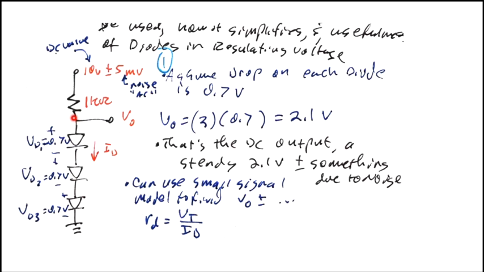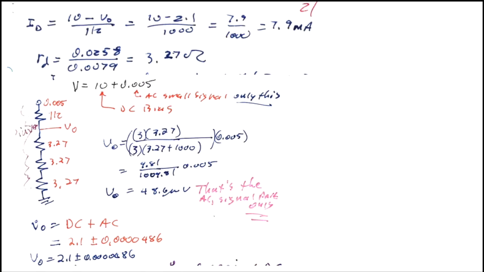And that's supposed to be steady, right? But it's actually plus or minus something due to this 5 millivolts. So we could then find RD as VT over ID, because we can find ID, knowing the voltage here and the voltage here. We can find ID is 10 minus V out, or 10 minus 2.1 over 1K.